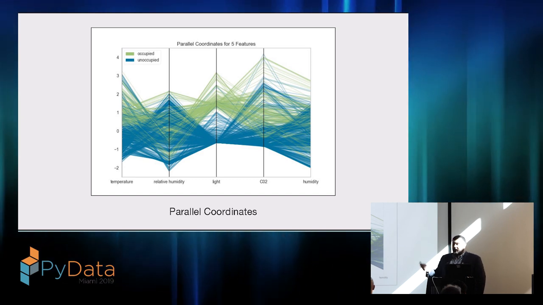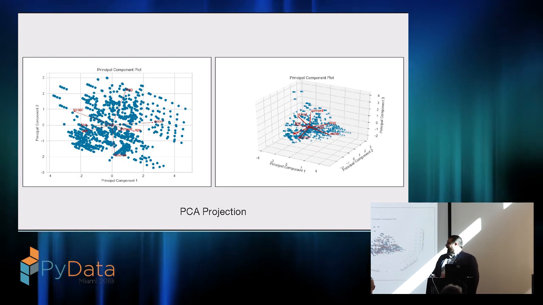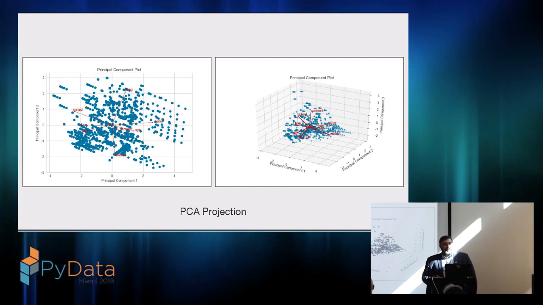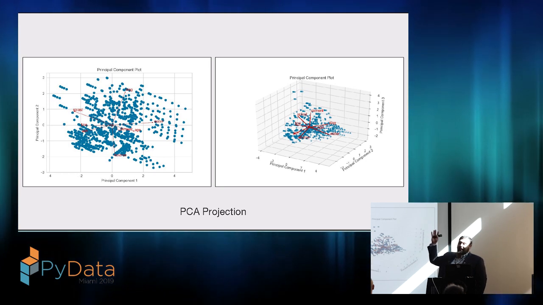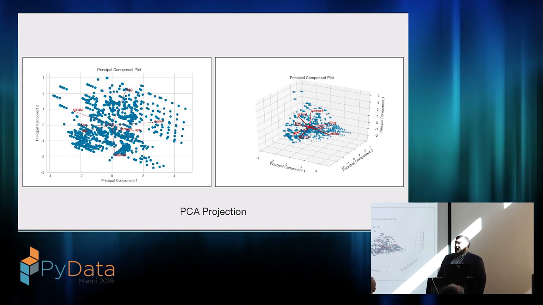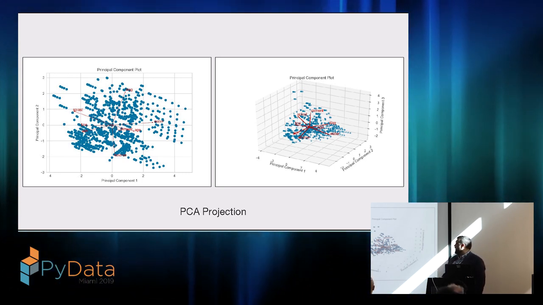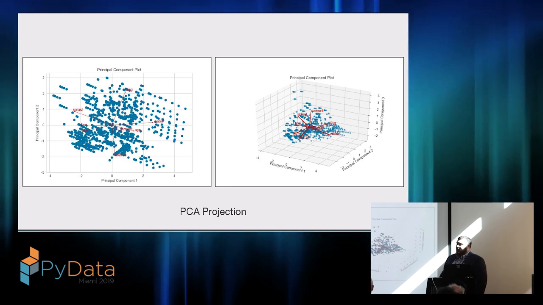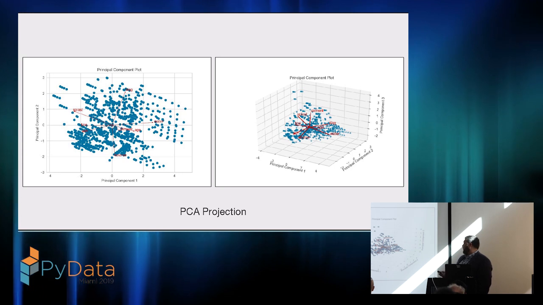Now, these two techniques, RadViz and parallel coordinates, are high-dimensional data visualization techniques. But sometimes we just want a scatter plot, and so we're going to want to do some sort of projection. We want to project from a high-dimensional space to a lower-dimensional space, and one common method of doing that is PCA, a principal component analysis down to two or three components. In this case, this is unsupervised, so there's no target variable embedded into this visualization.